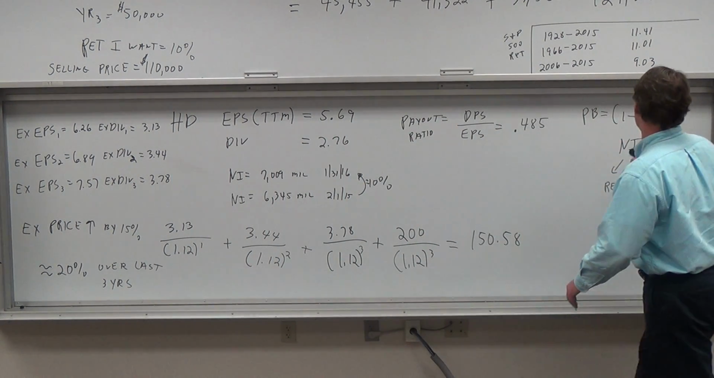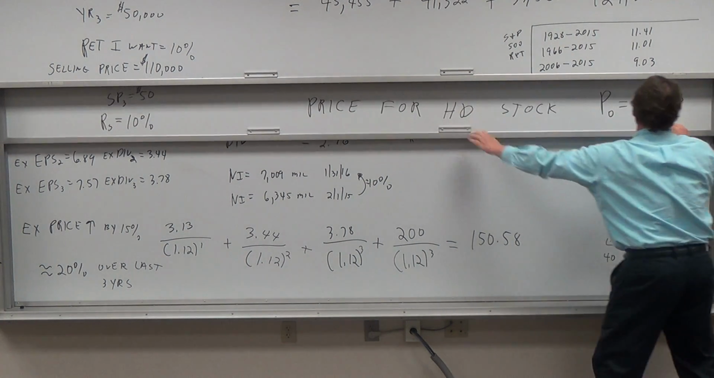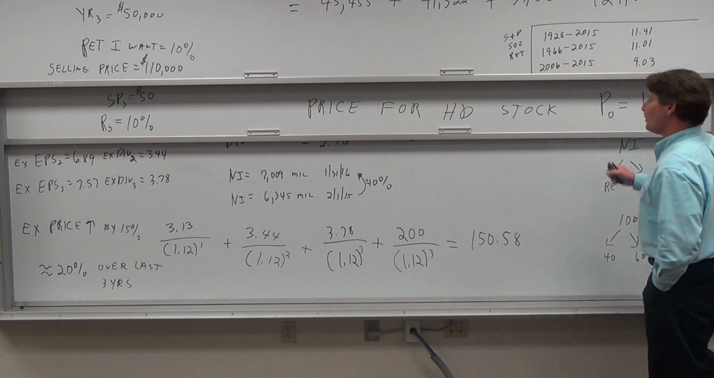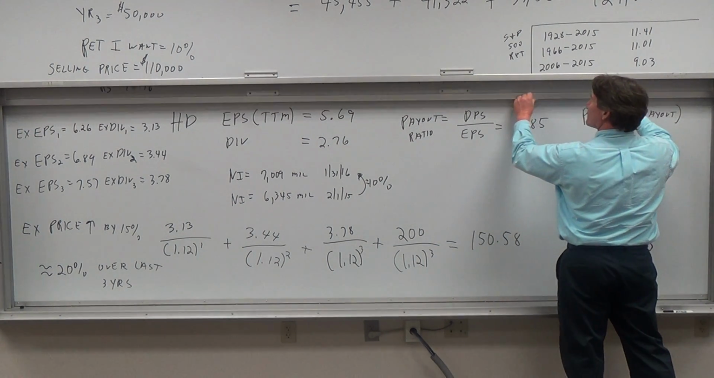So what I did was I took my price of $131 that it's currently selling for, and I'm assuming it's going to grow at 15%. So it's going to grow to about $200. Okay, so I'm going to assume that it's going to grow to about $200 over the next 3 years. Okay, and that's just an expectation. Now, what return do I want on my investment? What's a good return for Home Depot stock?